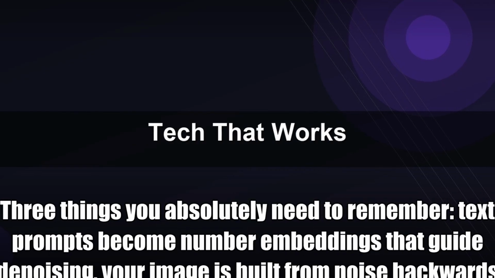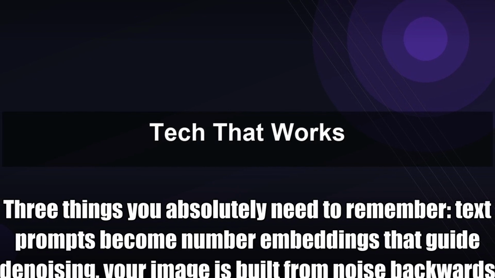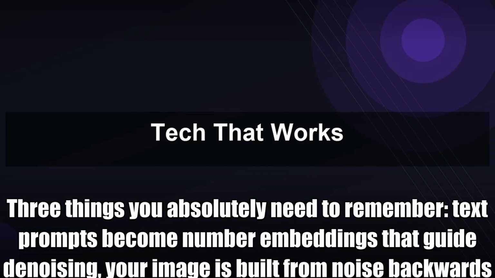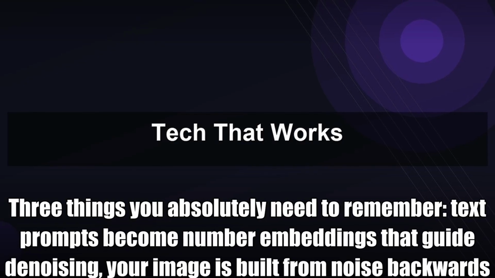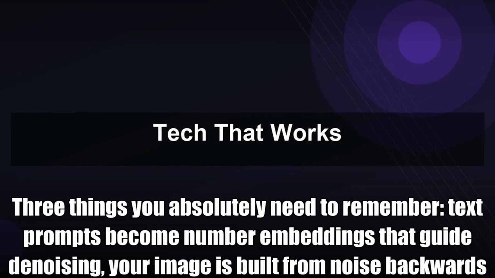3 things you absolutely need to remember. Text prompts become number embeddings that guide denoising. Your image is built from noise backwards through 20 to 50 mathematical correction steps, and settings like CFG scale and seed control everything from creativity to consistency.